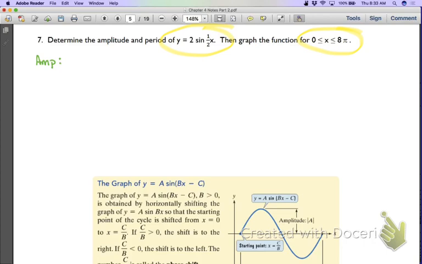So my amplitude, if it is at 2, okay, it's positive, so my amplitude is going to be at 2. So that means the height is only going to get up to 2 or -2, and it's going to be everything in between. Okay, it's a sine function, so that means it's going to start at 0.